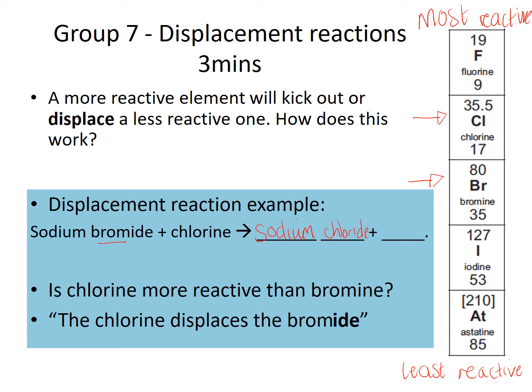We say chloride instead of sodium chlorine when it's reacted. And it also has bromine as a product. So is chlorine more reactive than bromine? Yes, it is. So the way that we phrase this, we say that the chlorine displaces the bromide. So you've got 3 minutes to copy down any extra information that you need to. And when you're done, go on to the next slide.